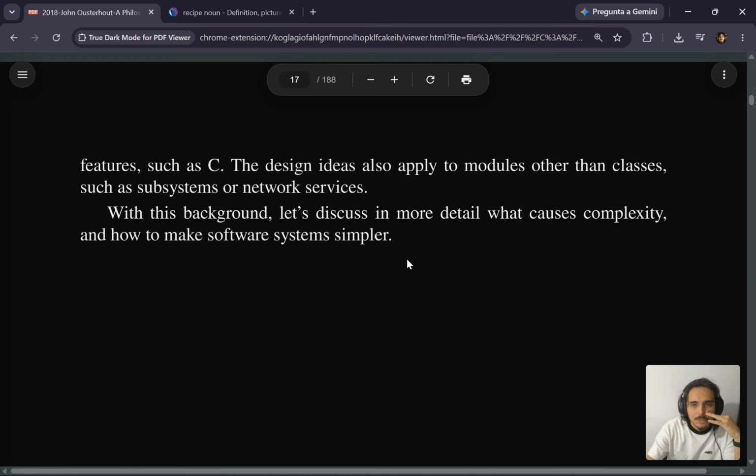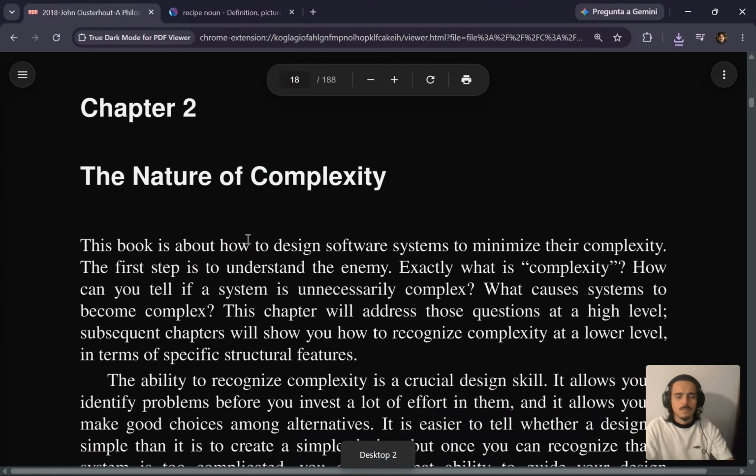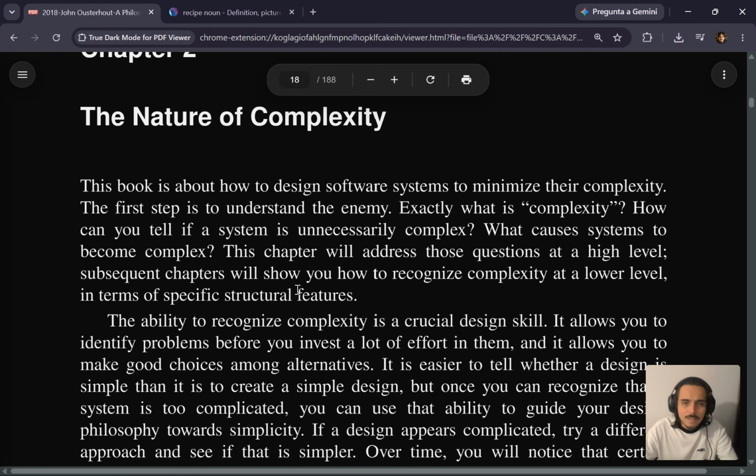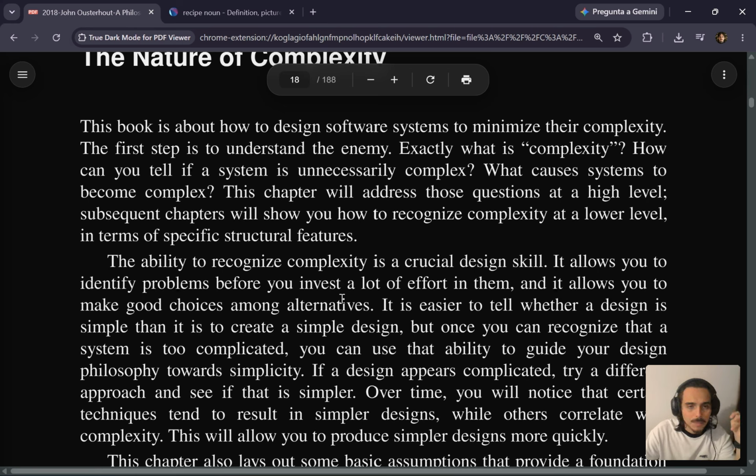With this background, let's discuss in more detail what causes complexity and how to make software systems simpler. Chapter 2. The nature of complexity. This book is about how to design software systems to minimize their complexity. The first step is to understand the enemy. Exactly what is complexity? How can you tell if a system is unnecessarily complex? What causes a system to become complex? This chapter will address those questions at a high level. Subsequent chapters will show you how to recognize complexity at a lower level in terms of specific structural features. The ability to recognize complexity is a crucial design skill.